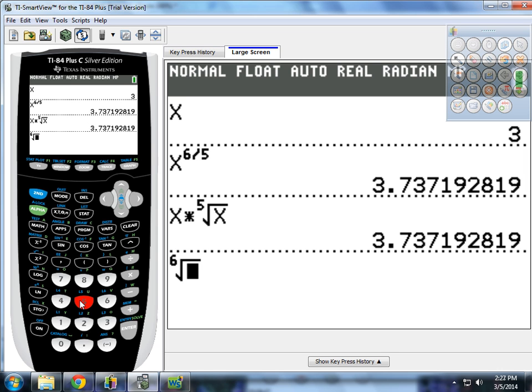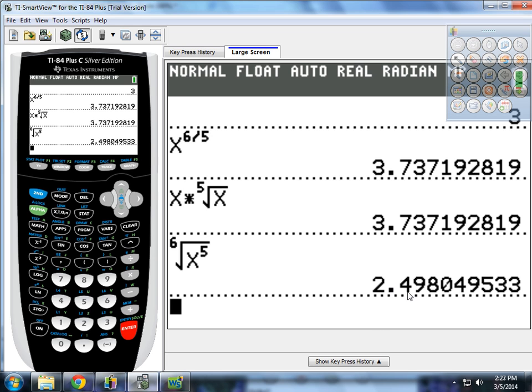Okay, and then I'm going to put in x to the 5th. Press enter. And I got 2.498. That's because when I plug 3 in here, which is what your calculator is doing, it's not the same value. Okay, so the answer for this one is A.